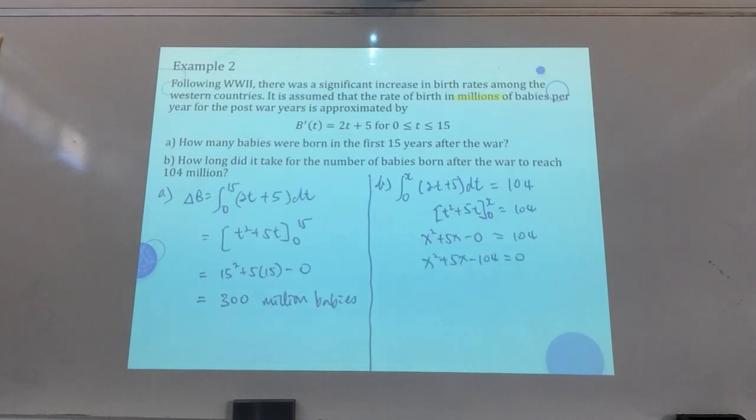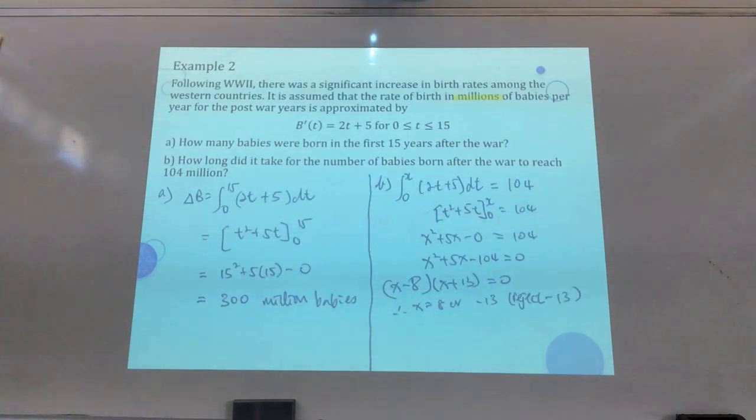So therefore, you can rewrite that. Factorize it. So 2 numbers add up to 5 and multiply to minus 104. You can use your ClassPad to factorize as well if you know how to do it. If not, you're going to try it out. So x equals 8 or x equals minus 13.